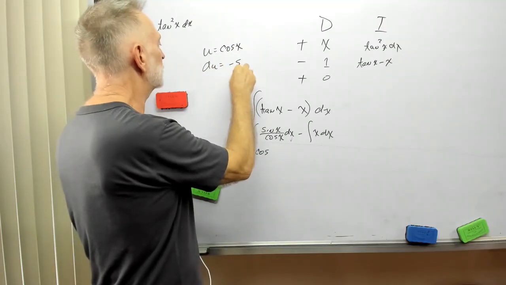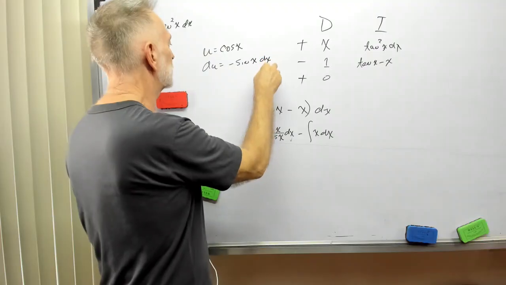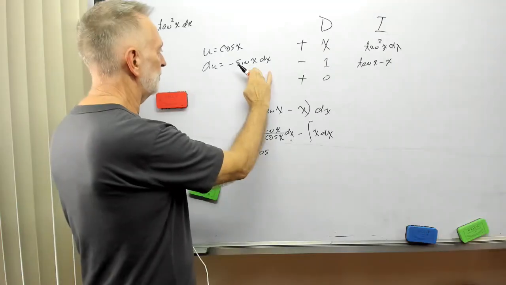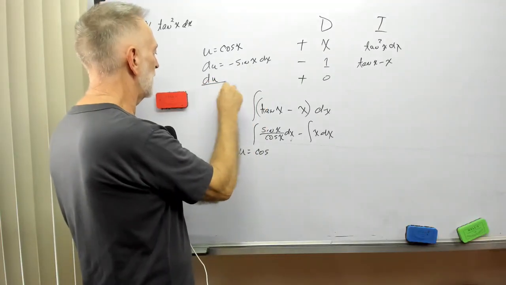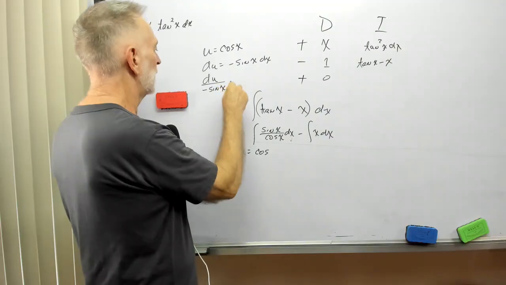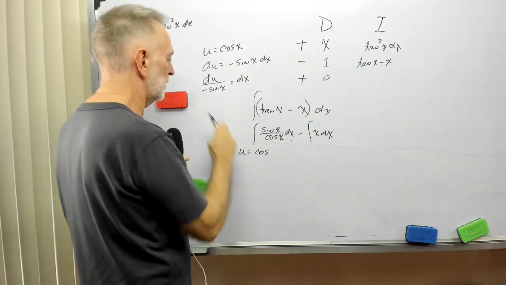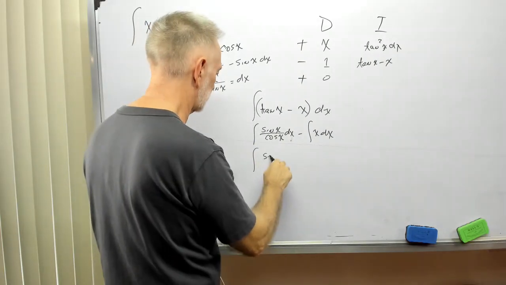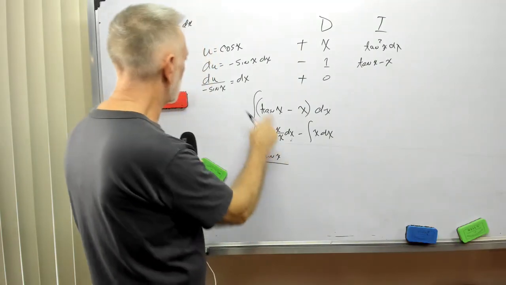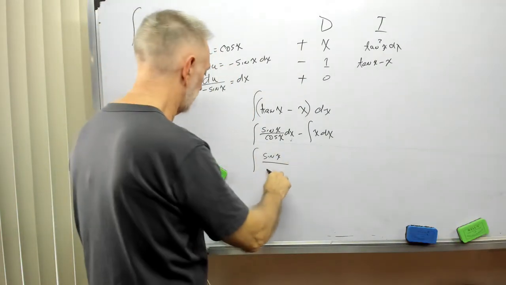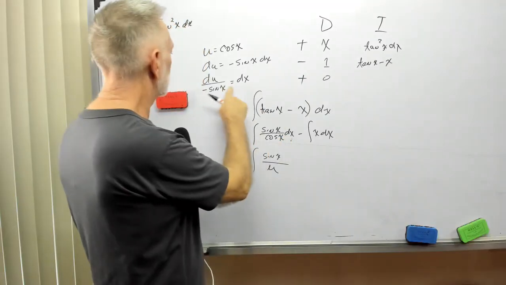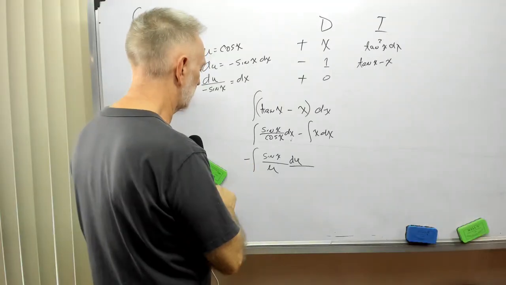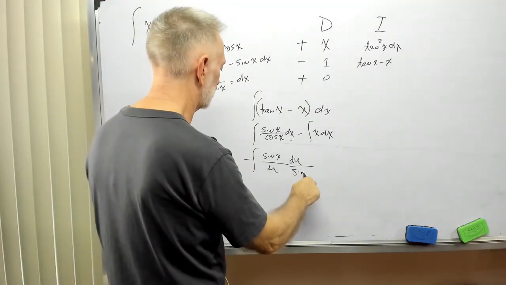du equals minus sine x dx. Now I need to solve for this dx here, so I need to divide both sides by minus sine x. And that equals dx. All right, let's plug some things in here. I have the integral, I still have sine x over cosine x, which is u. dx is du over minus sine x. I'm going to put the minus out here.